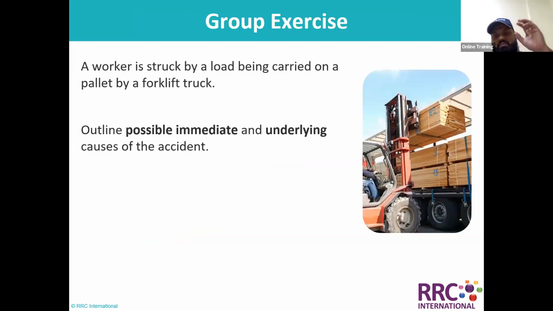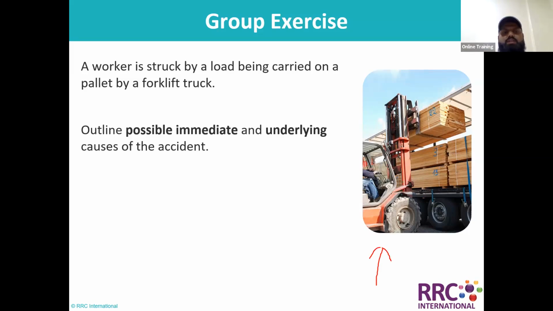Once we identify immediate and root causes, then we are going to give some suggestions about the scenario: now we had this incident, these are the root causes, and now we are going to suggest some control measures. What are those? We will learn them. But now there is a group exercise. The group exercise says a worker is struck by a load being carried on a pallet by a forklift, just like you can see in this picture.